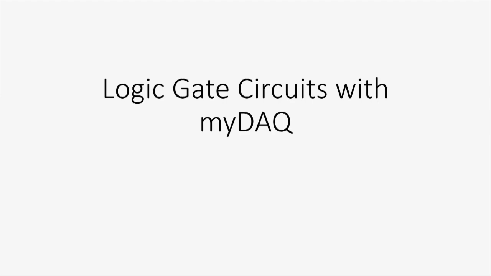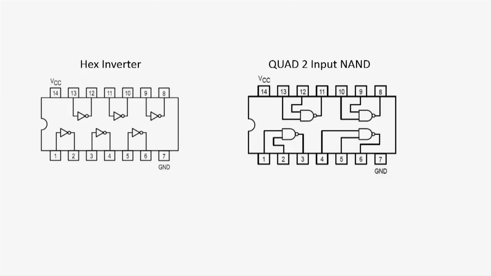Let's see how to build logic gate circuits with the MyDAQ. We're going to be putting together a circuit from a hex inverter and a quad 2-input NAND gate chips. Shown right here, I've got them side by side, and they're going to need to be hooked up with power and a ground, and we're going to use a MyDAQ for that.